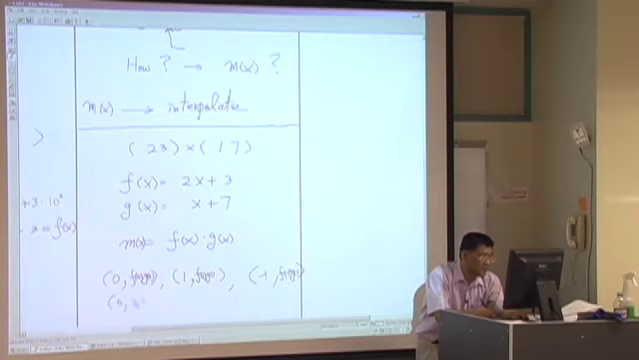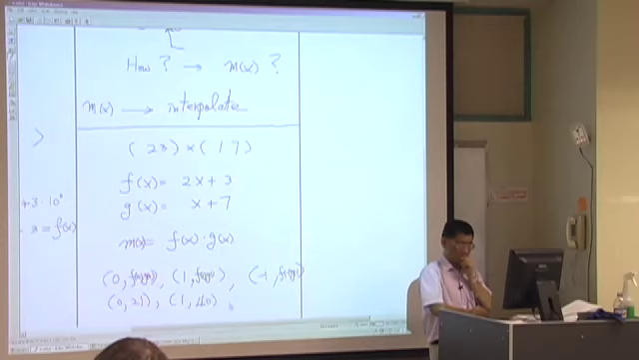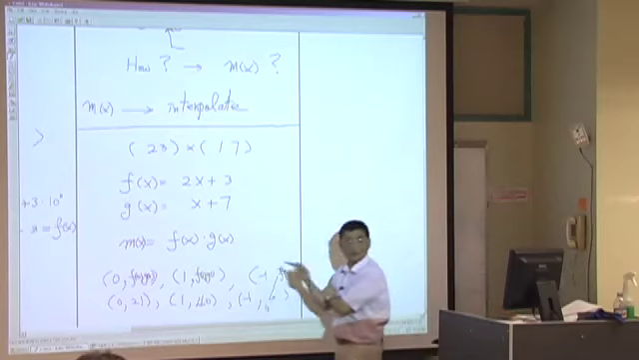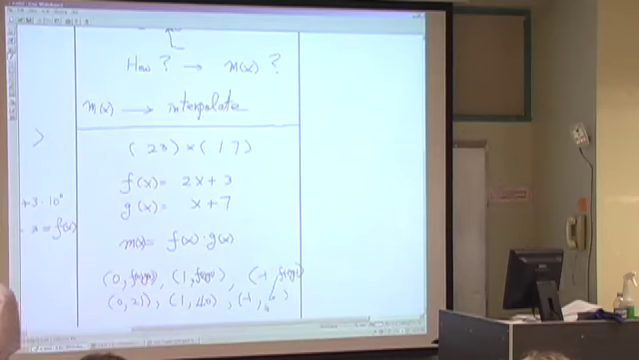0 gives us 21. 1 gives us 40. And then negative 1 gives us 6. Right? So we should find the function interpolating these 3 points.